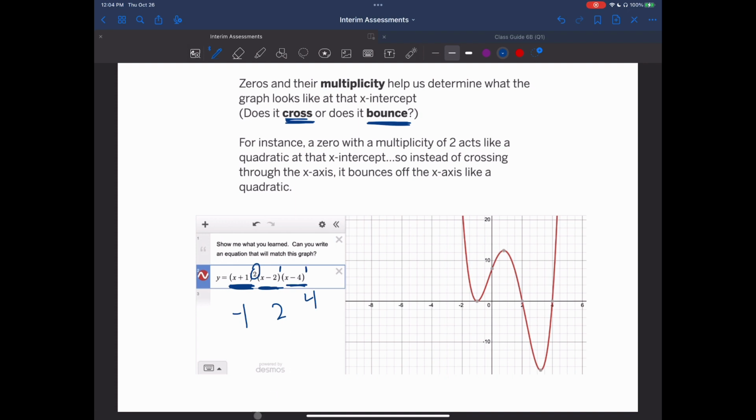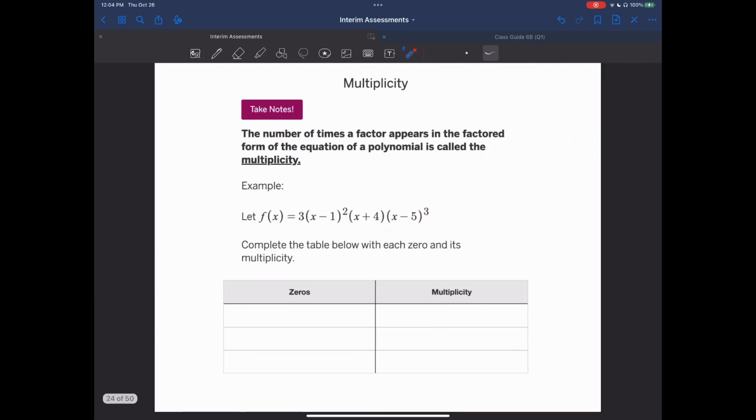Okay, and what you're going to learn here is if you have an even number multiplicity, that is always going to create this bounce effect. If you have an odd number multiplicity, like 1 or even 3 or 5 or 7, those will always cross through the x-axis like normal at those points. So even numbers like 2, 4, 6, 8, that will do a bounce. Odd numbers like 1, 3, 5, whatever, those will just cross through like normal.